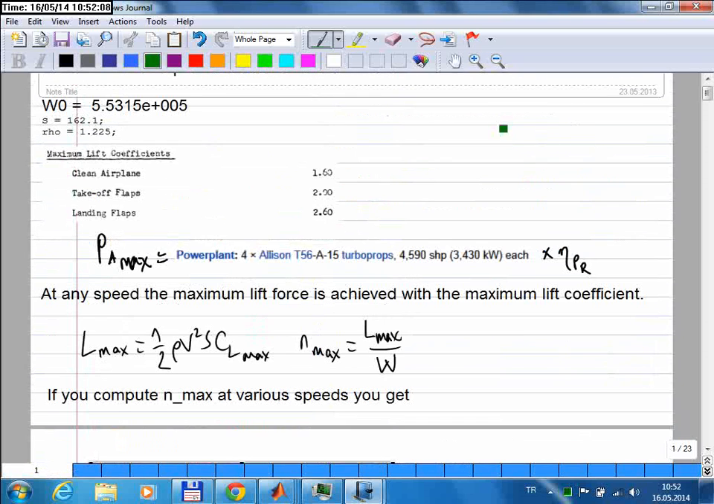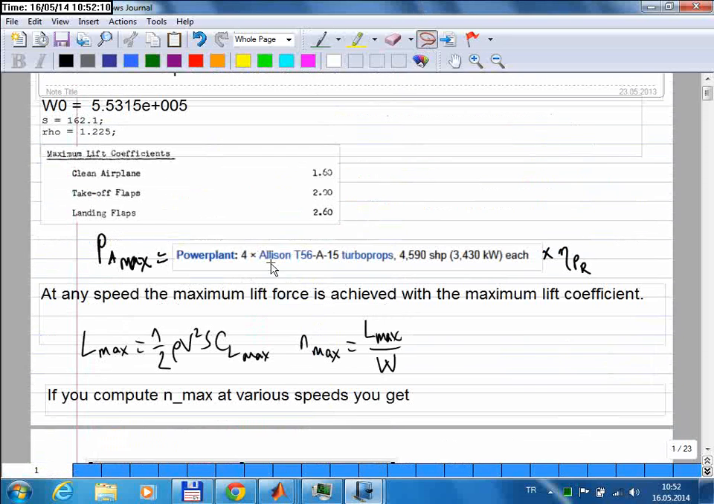Okay, and also the engine information is given. So I think this is copied from Wikipedia. So this aircraft, as I said, has 4 engines, and they are turboprop engines. The engine power is given. So this is the maximum power at sea level, and there are 4 of these engines. So you need to multiply this with 4, and you need to use a propeller efficiency term, because not all of this power can be transmitted to flight due to the losses at the propeller.